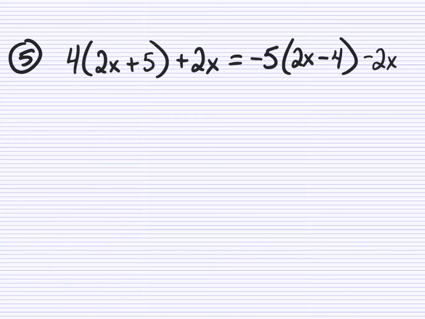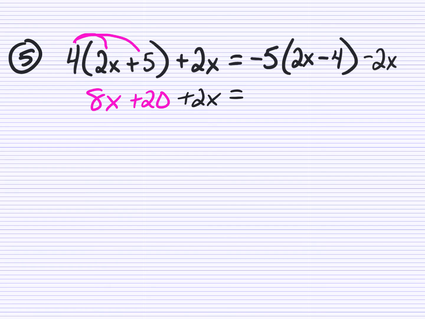Okay, on number 5 here, I see the distributive property up here twice. Once on the left-hand side, once on the right-hand side. So 4 times 2x is 8x. 4 times positive 5 is positive 20. Now, that positive 2x is not inside the parentheses, so he does not get multiplied by the 4. So I just brought him straight down.